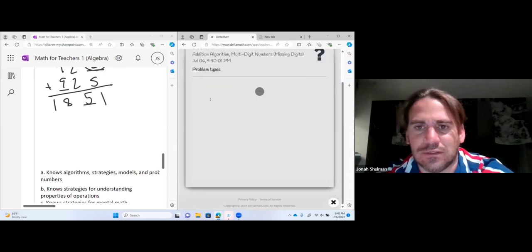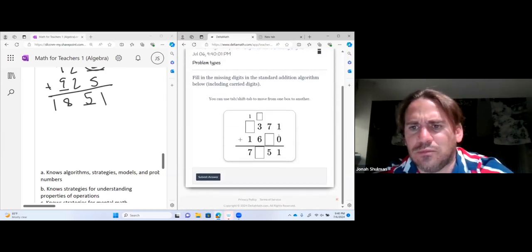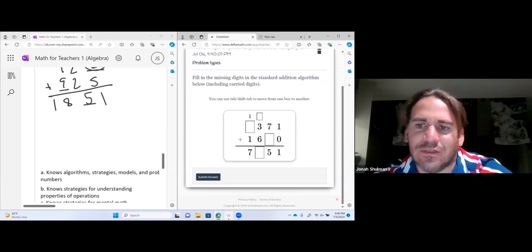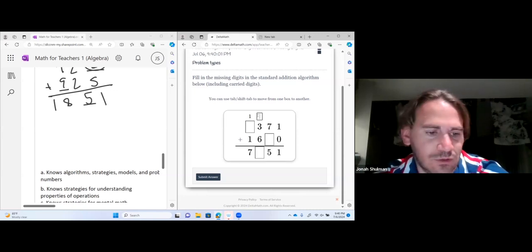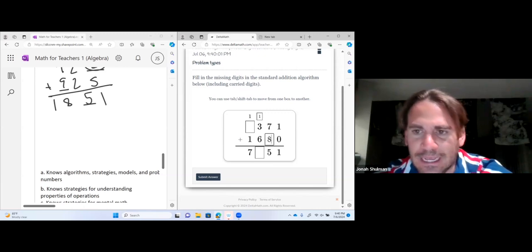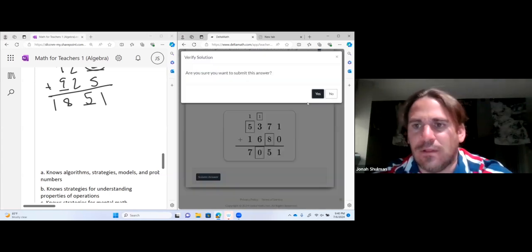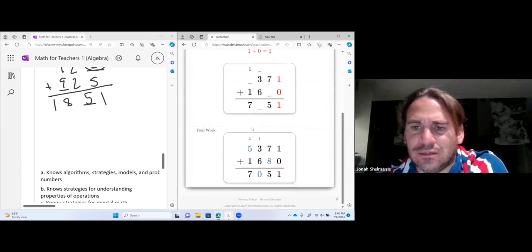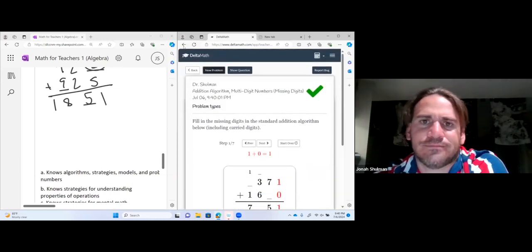Let's get into it. All right, so 1 plus 0 is 1. 7 plus what is 5? So we really have to think. We know there's got to be a 15 here, so we know there's a 1 here. 7 plus 8 is 15. 6 plus 3 is 9, plus 1 is 10, so that's a 0. Carry the 1. And what number here added to these two gives us that? It's got to be the 5. Because 5, 6, 7. Magic! There's our beautiful check mark.